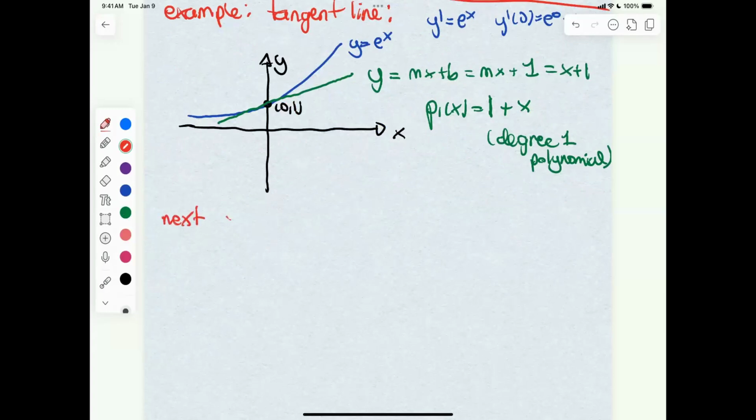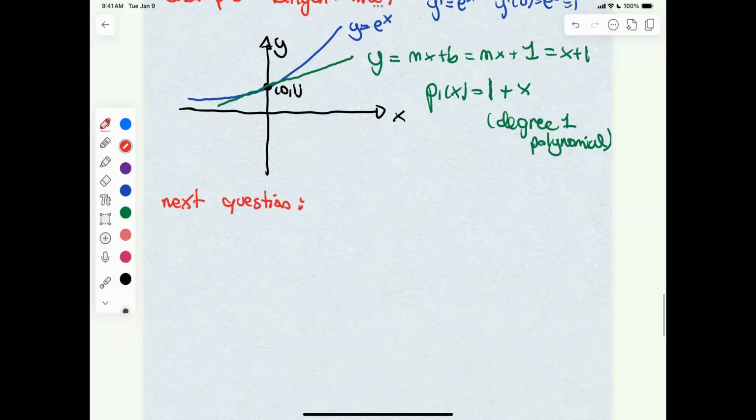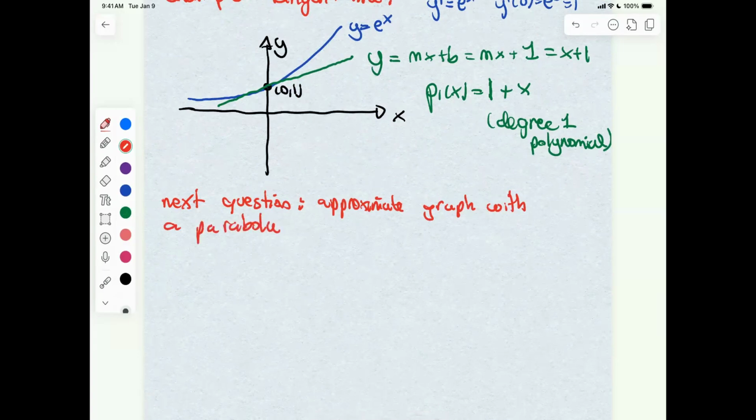Next question. Now you want to approximate the graph with a parabola. Let me see if I can move this. Sorry about that.